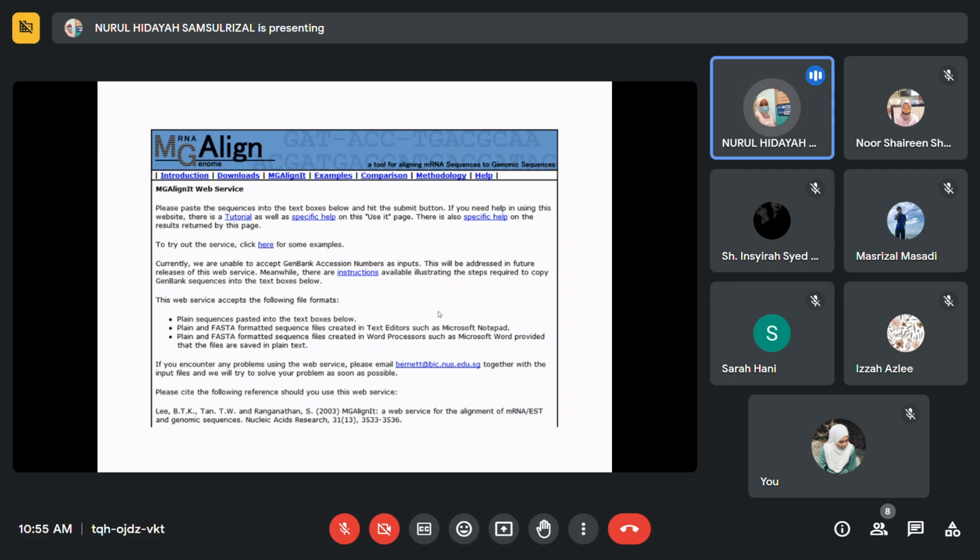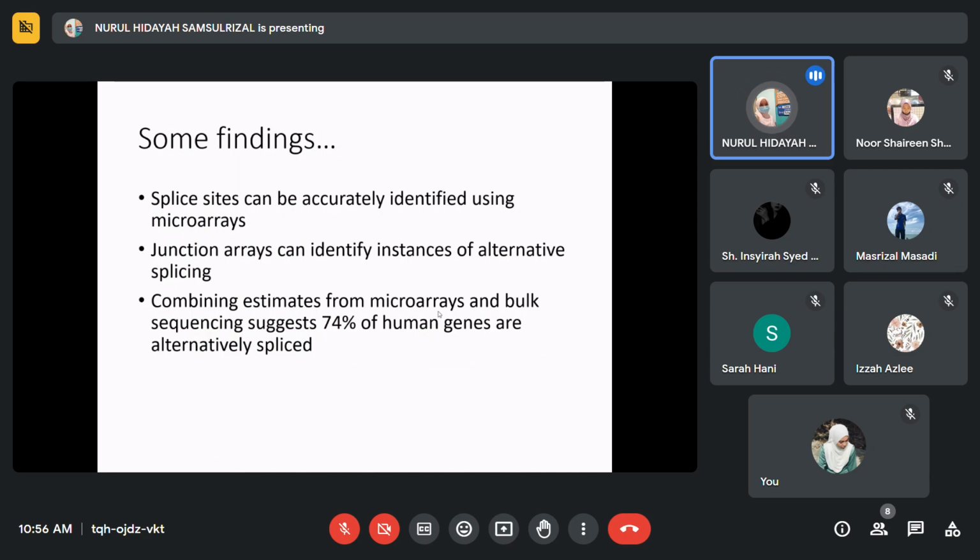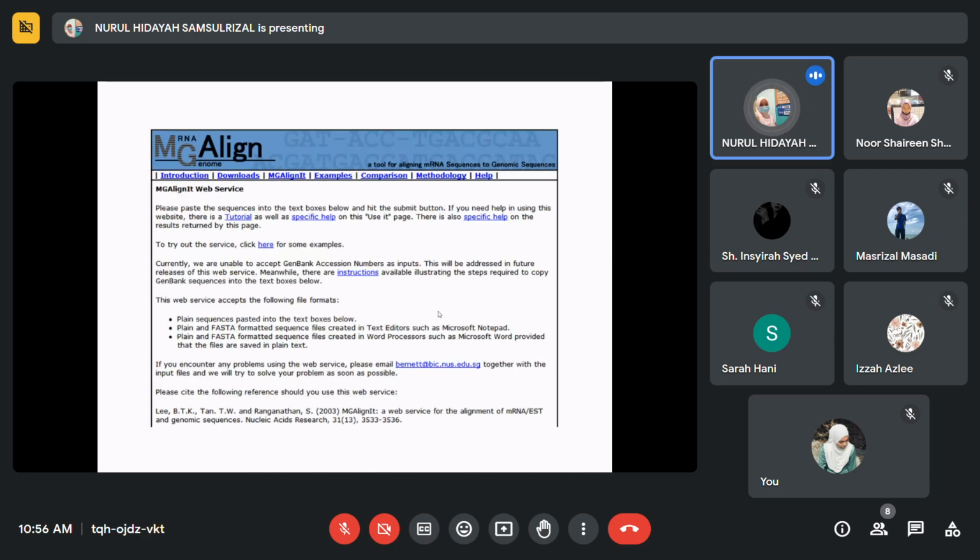Sebab they have the, this is the MG Align. Okay, MG Align ataupun RNA genome align. They will use this database. Okay, you will generate the data from the microarray, and they will put in the MG Align this database, and they will see what type of maksudnya connection, okay, between your data dengan data in the database.